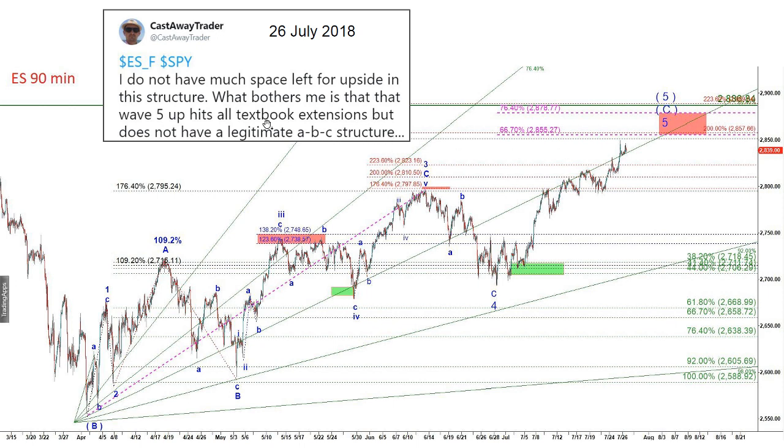What bothers me is that wave 5 up hits all textbook extension but does not have a legitimate ABC structure. That's another story, and basically this is what we are supposed to see here, ABC, but it is what it is, and we will come back to that later on.